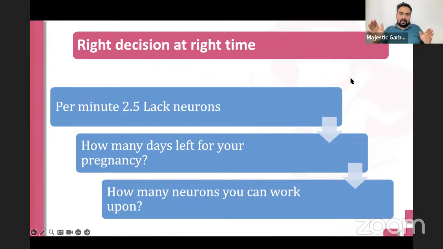Always remember that every minute, 2.5 lakh neurons are developing. So just calculate, even if you have one month left, you should not miss these activities because it is ready-made. You need not worry about that. If you try to practice it by yourself, you are also going to face the challenges I listed, and after two or three days, you could not be able to practice it. So the right decision at the right time is the sign of a wise mom, and the cost is nothing.